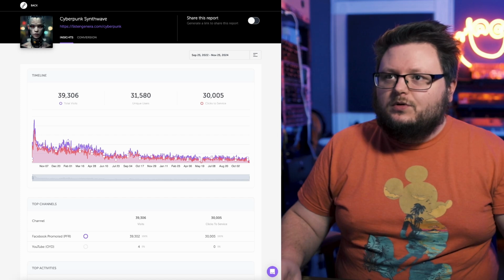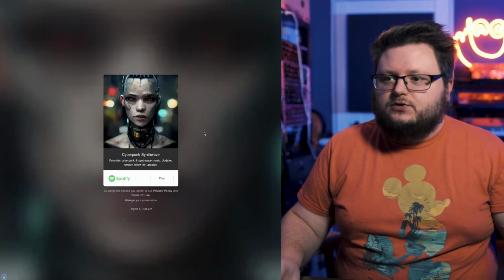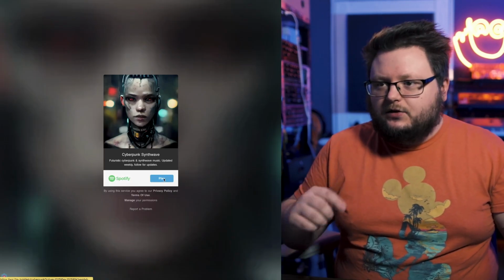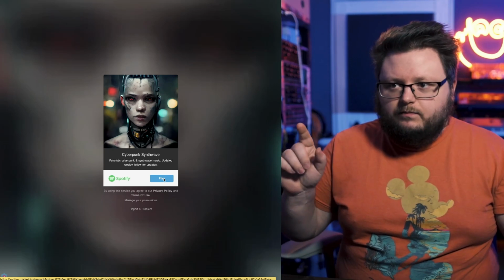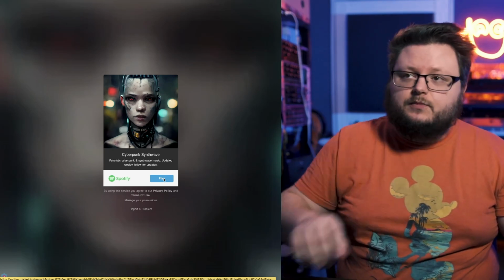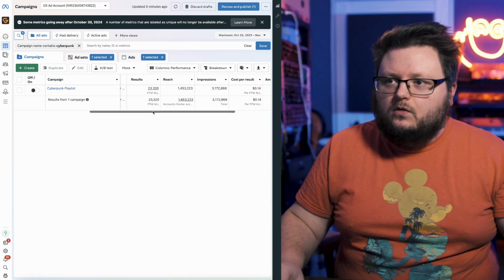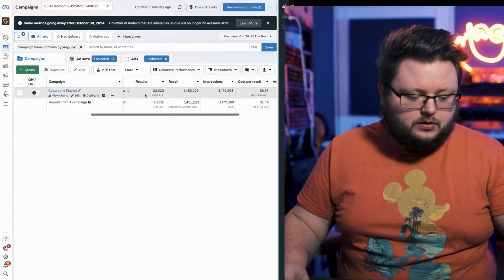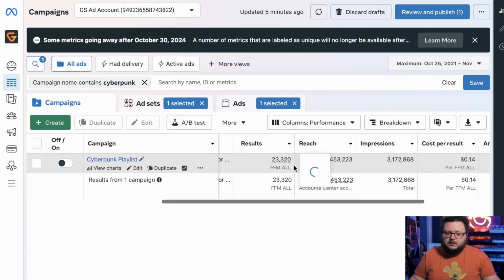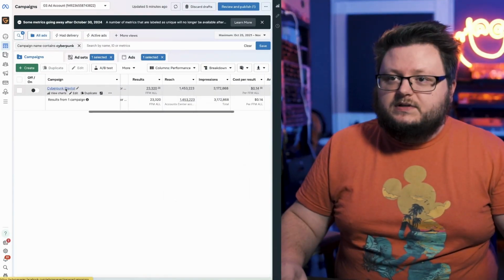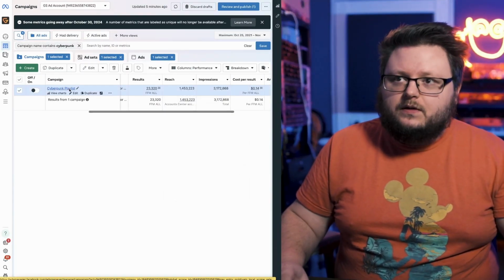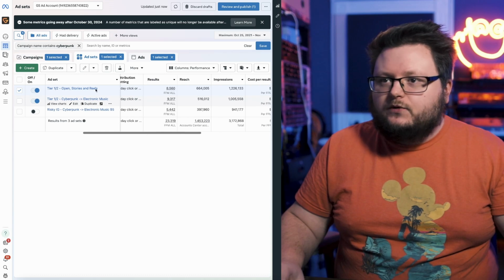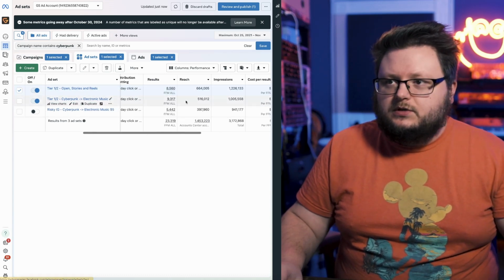We are sending people to a landing page, in this case, Feature FM, and when they click this button to go over to Spotify, the page will fire a conversion event to Facebook, or Meta, which is how Meta knows how many conversions actually occurred. In this case, there were 23,000 conversions. If I go inside of the campaign, you can see that I have a couple different audiences here. I'll talk about those in a moment.